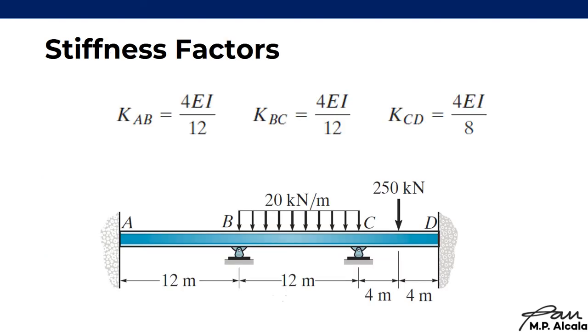So we are to identify the stiffness factors. For the following, we have the formula 4EI over L. I hope you remember that formula, 4EI over the length of the segment. In this case, segment AB has a length of 12, segment BC also has a length of 12, and segment CD has a length of 8. That's why 4EI over 8.